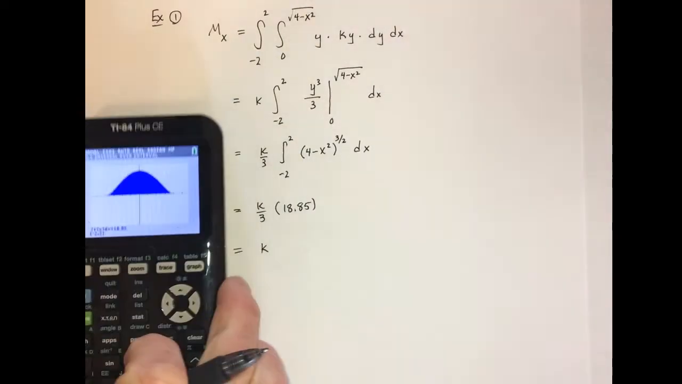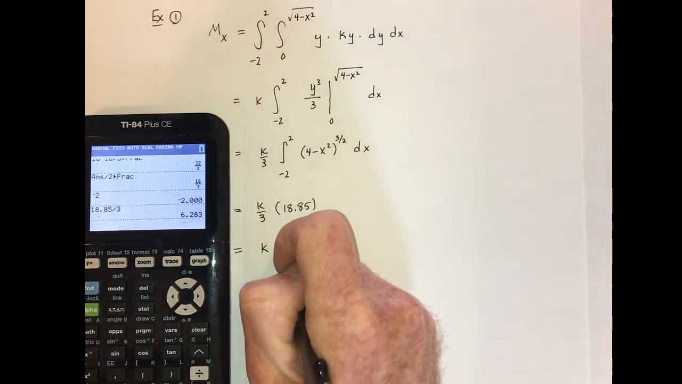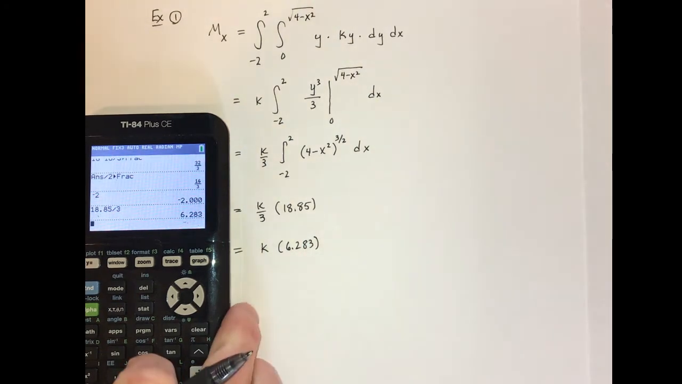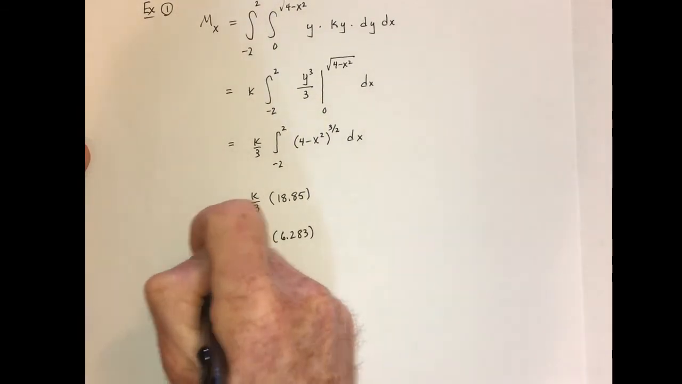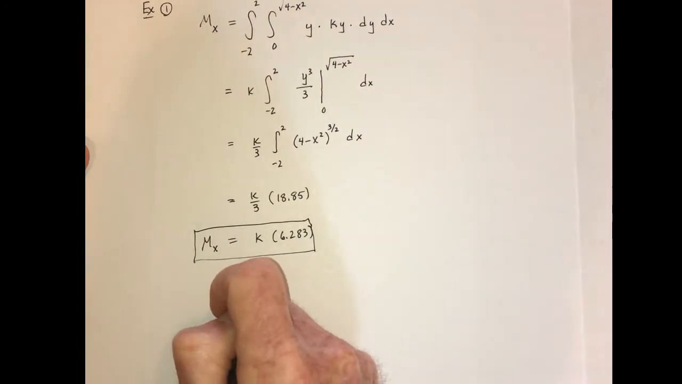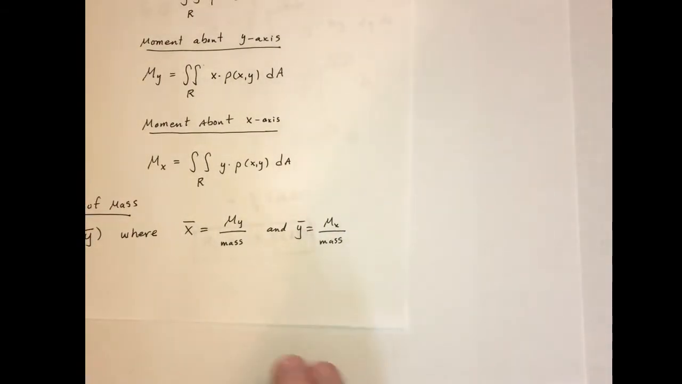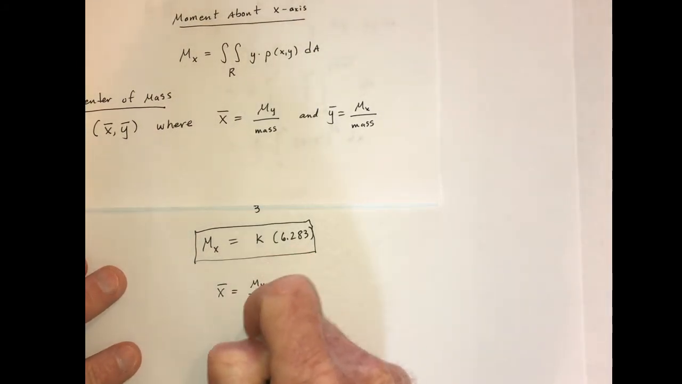And then 18.85 divided by 3 is 6.283. All right, now we're almost done. So that is the Mx. And then the last part is this right here. So x bar is the My divided by the mass.